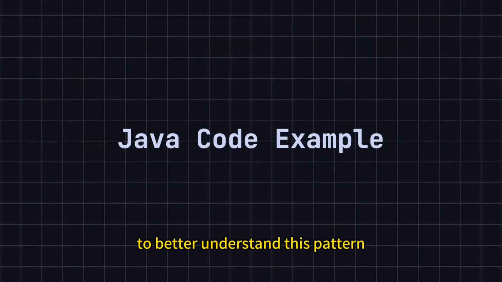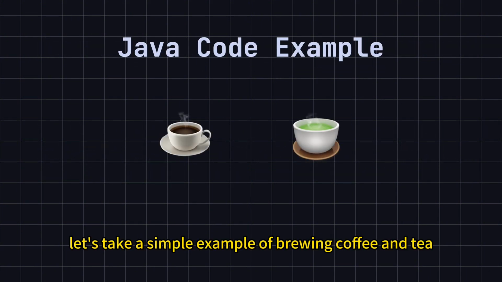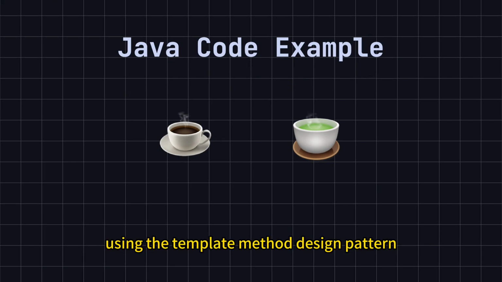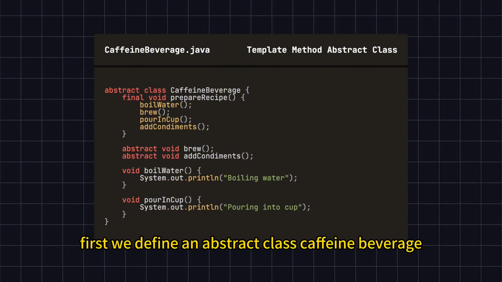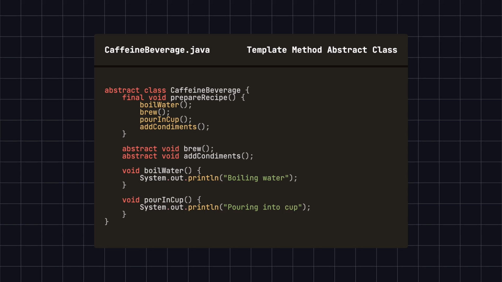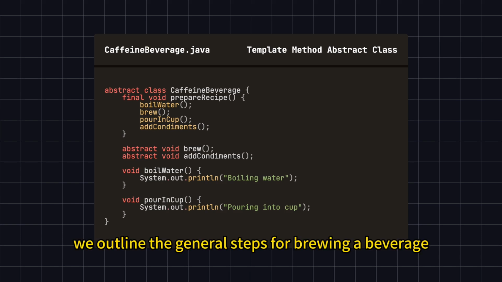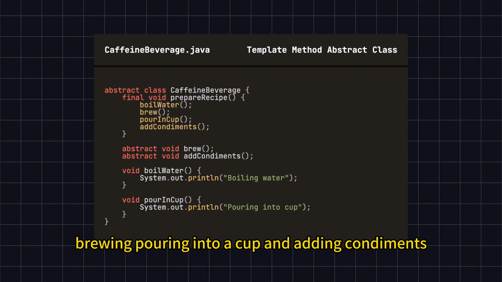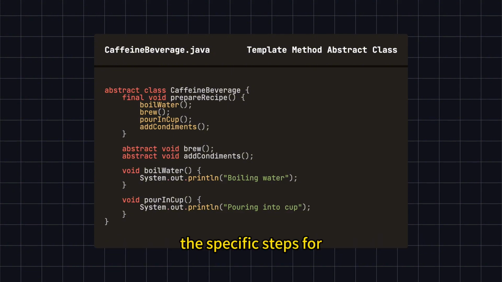To better understand this pattern, let's take a simple example of brewing coffee and tea implemented in Java using the template method design pattern. First, we define an abstract class caffeine beverage that contains the template method prepare recipe. In this method, we outline the general steps for brewing a beverage, including boiling water, brewing, pouring into a cup, and adding condiments. The specific steps for brewing and adding condiments are left for the subclasses to implement.